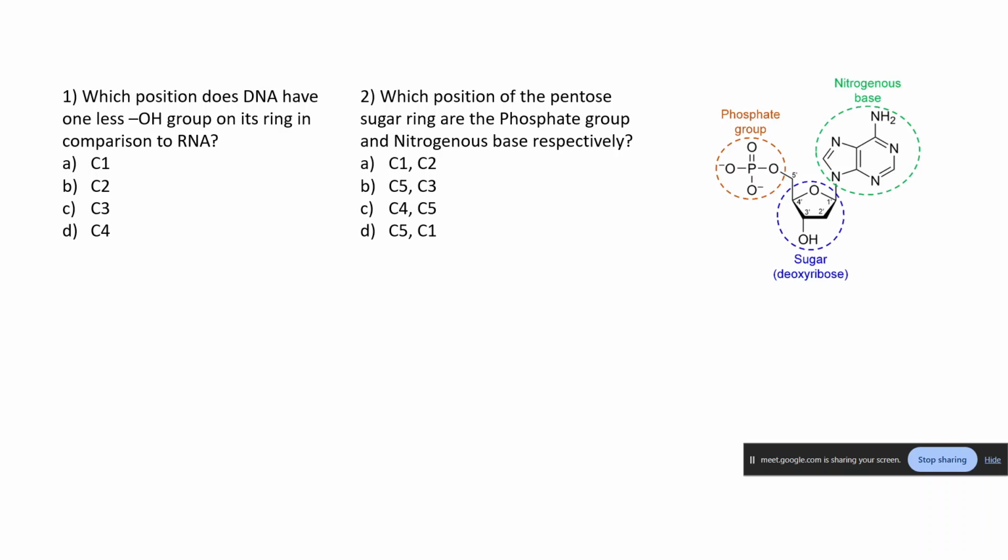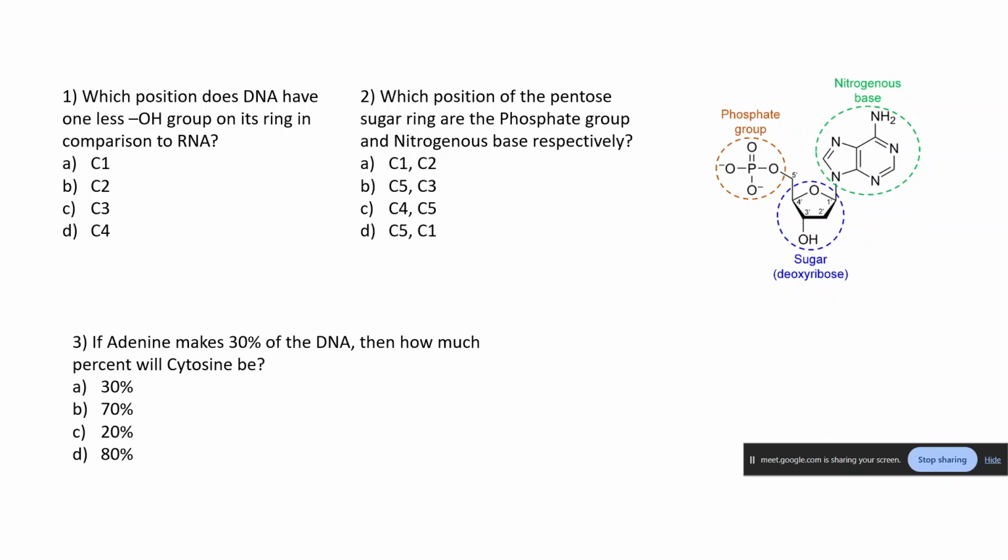So see how C1 over there has the nitrogenous base, and C5 is the carbon that's actually outside of the ring. It's connected to the ring but not directly part of the ring. That's where the phosphate group is. So C5 is the phosphate group and C1 is the nitrogenous base. So it's option D. Okay, D for dog.